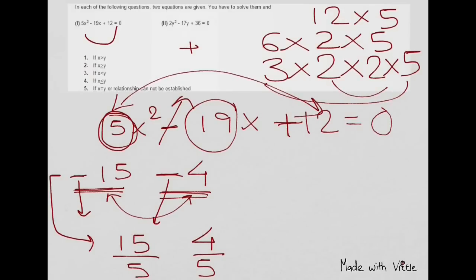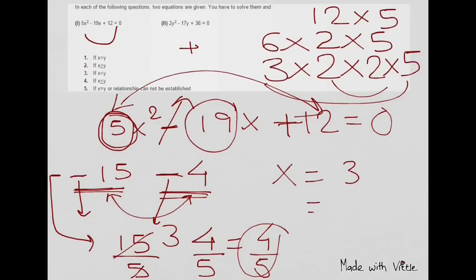If you have x square as 1, you will not need to divide anything. So this will become 3 and this will become 4 by 5 as it is. So you have got the roots as 3 and 4 by 5. You don't have to write all those x square and all. You still saved a lot of time here. Now let's do it for the other one.